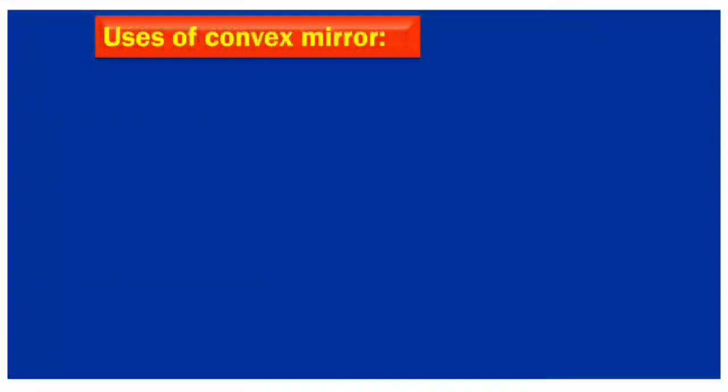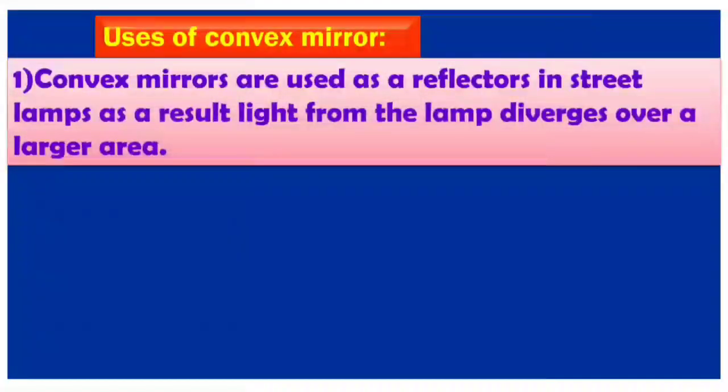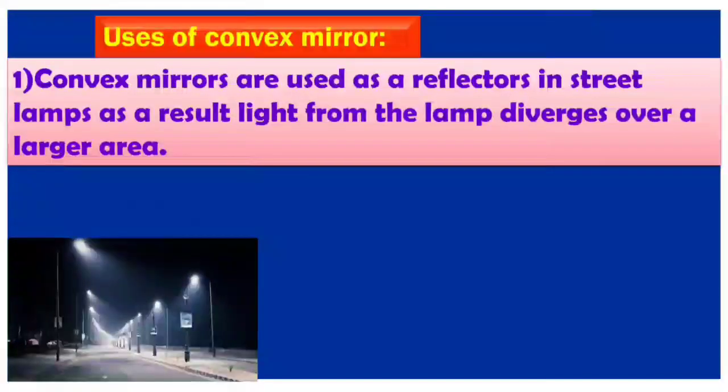We will discuss uses of convex mirrors. First one, convex mirrors are used as reflectors in street lamps. As a result, light from the lamp diverges over a larger area. Convex mirrors are used in street lamps so that light can diverge over a larger area.